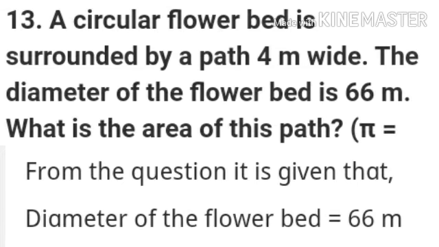Question number 13. A circular flower bed is surrounded by a path 4 meter wide. The diameter of the flower bed is 66 meter. What is the area of this path? Take pi is equal to 3.14.